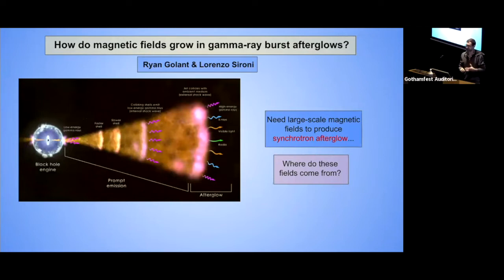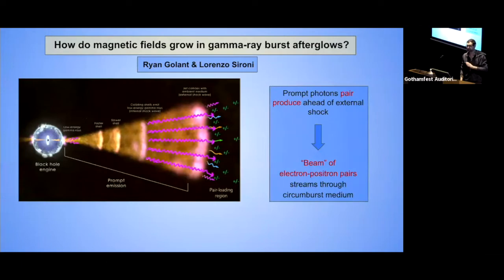Observations of afterglows show that we need synchrotron radiation across a spatial scale of about 10^12 kilometers. That implies that these magnetic fields are somehow amplified or stretched to extremely long coherence lengths. And it's a mystery, or maybe up until now it's a mystery, how these magnetic fields arose, how they got such long coherence lengths.